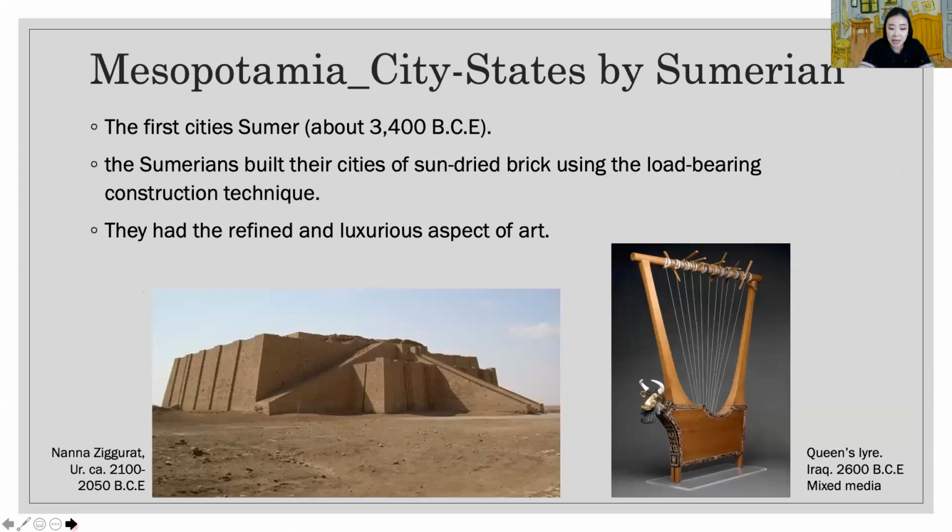The first cities of Mesopotamia arose in the southern area, a region called Sumer, about 3,400 BCE. The Sumerians were the first people to leave behind not just artifacts, but also words. Lacking stone, the Sumerians built their cities of sun-dried brick using the load-bearing construction technique. And they had refined the luxurious aspects of art.